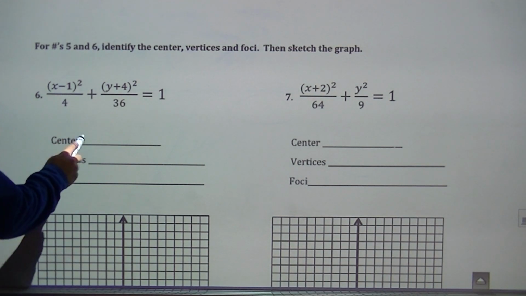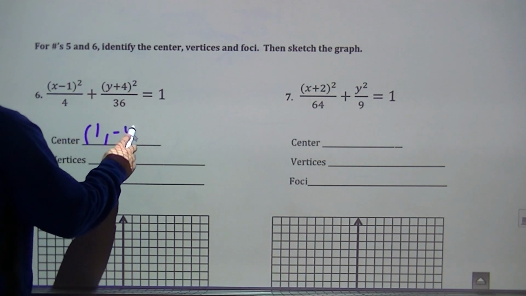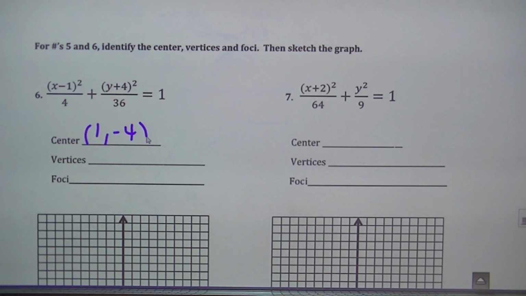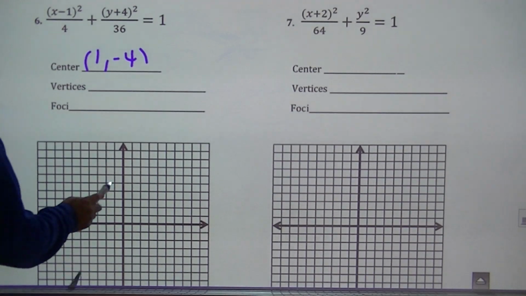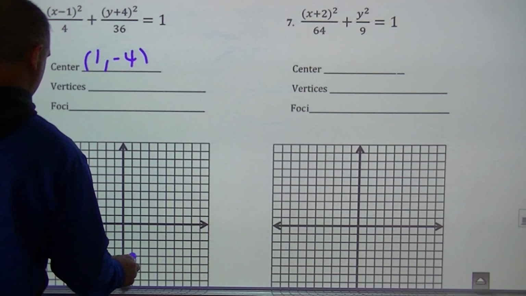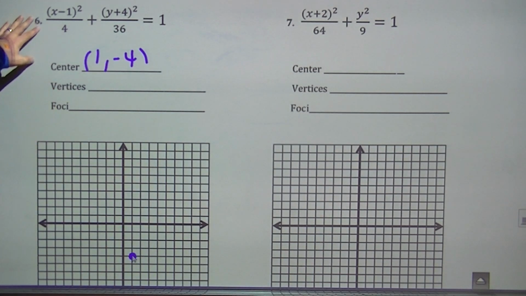Okay, going over here to ellipse. Okay, my center is 1, -4. Now, the reason why this is opposite is because we always do the opposite of what's inside of that. Okay, so what I'd like to do, 1 over, 1, 2, 3, 4 down. To graph it, I'm going to do both at the same time.